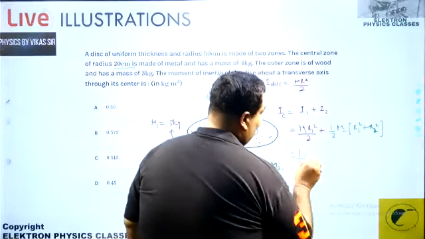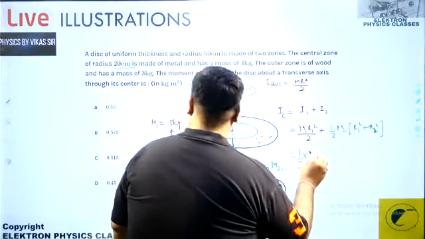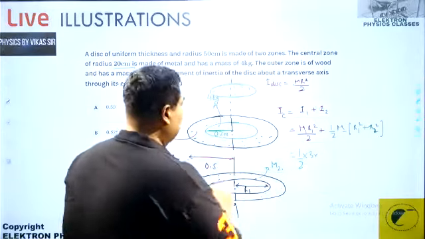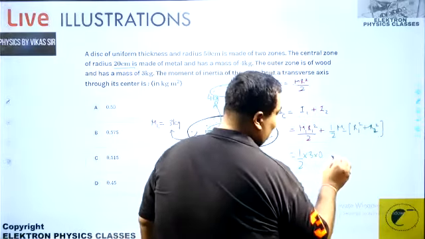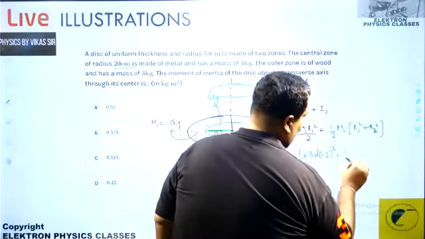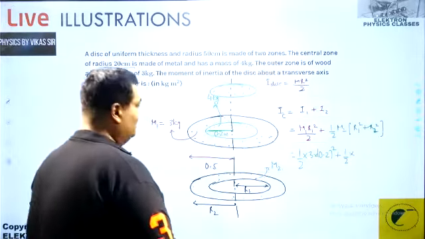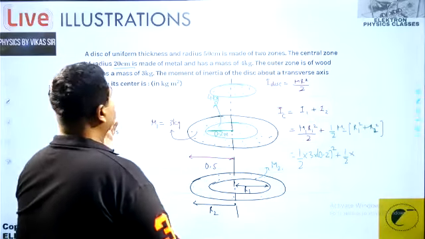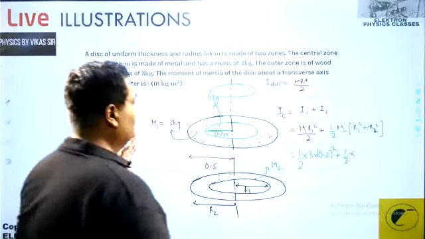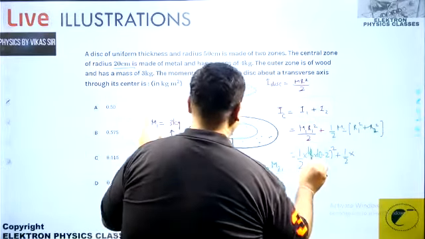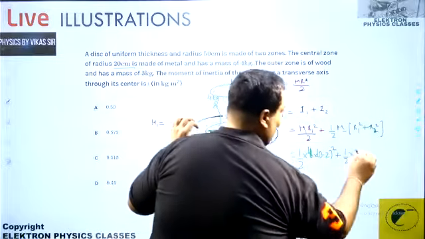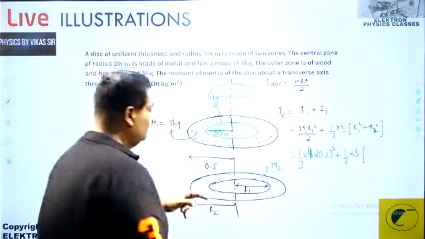That is half into m1, that is given as 3 kg, the radius r1 is 0.2. So into 0.2 square, plus half into m2. The m2 is given as 4 kg. No, the inner one is 4. Sorry, the inner one is 4, the outer one is 3. So half into 3 into r1 square plus r2 square.